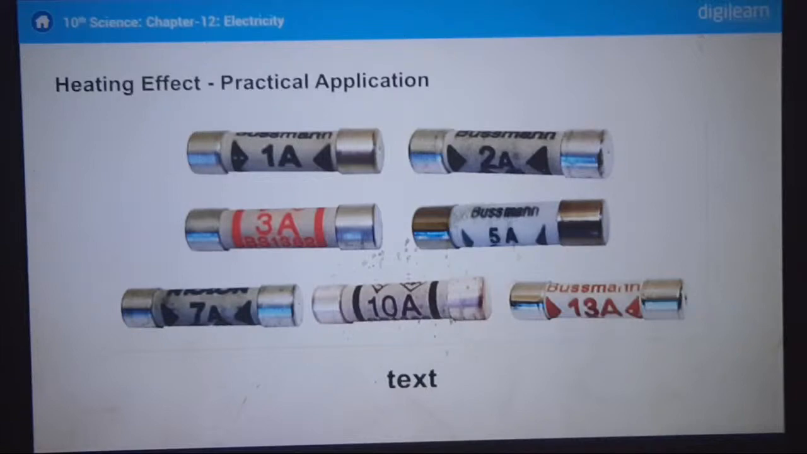Suppose an electric heater consumes 1000 watts at 220 volts, then electric current in circuit I equal to P by V, I equal to 1000 watts divided by 220 volts, that is equal to 4.5 amps. Thus, in this case, a fuse of 5 amps should be used to protect the electric heater in the case of flow of higher voltage.